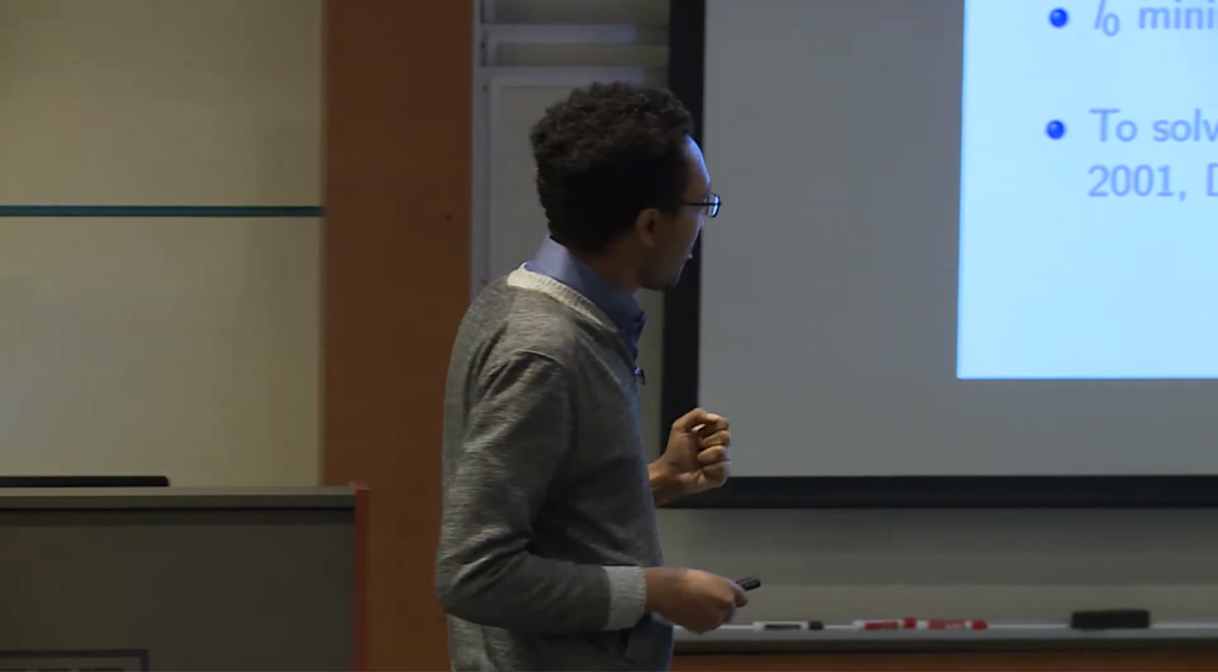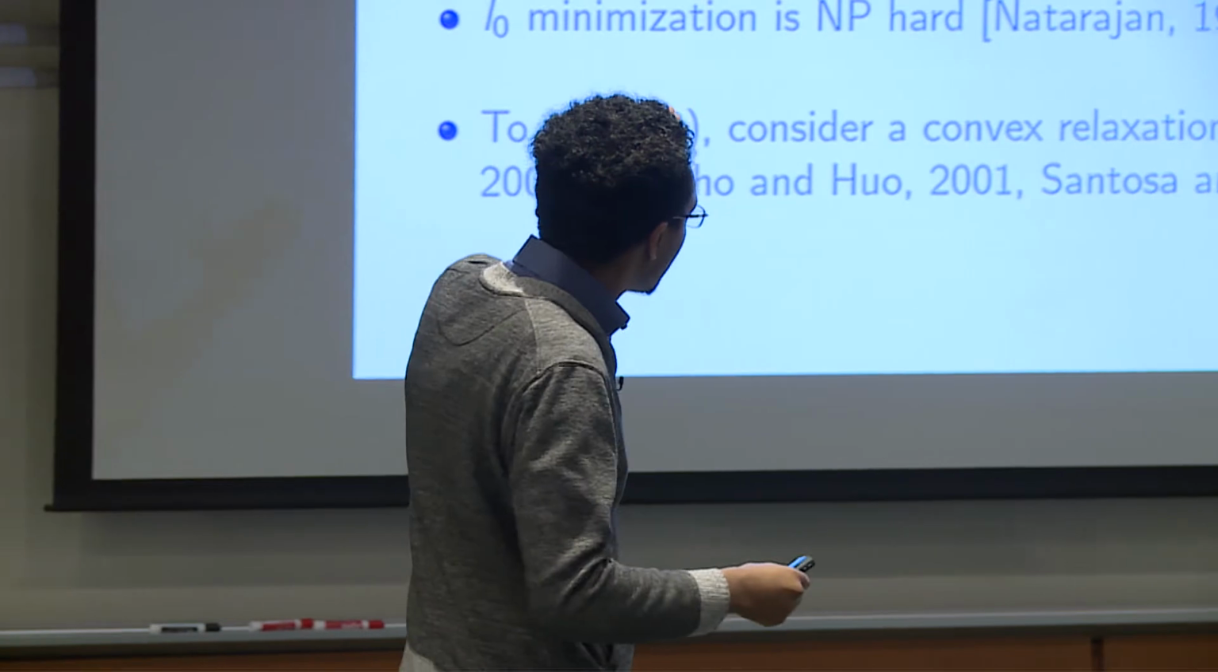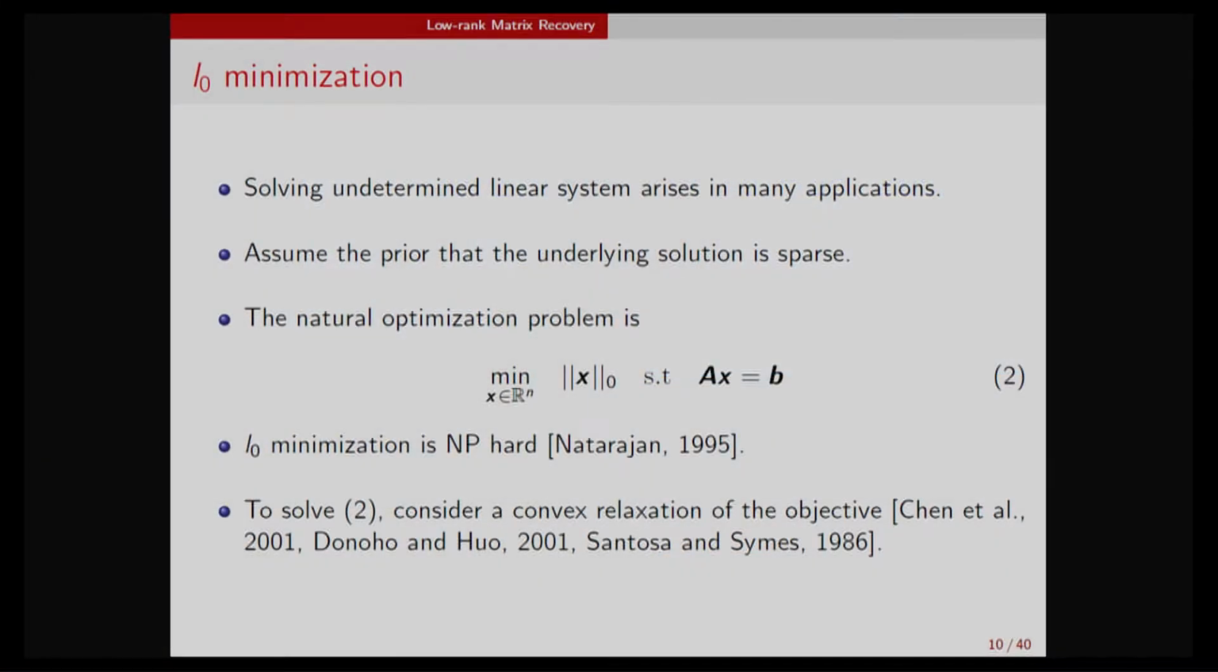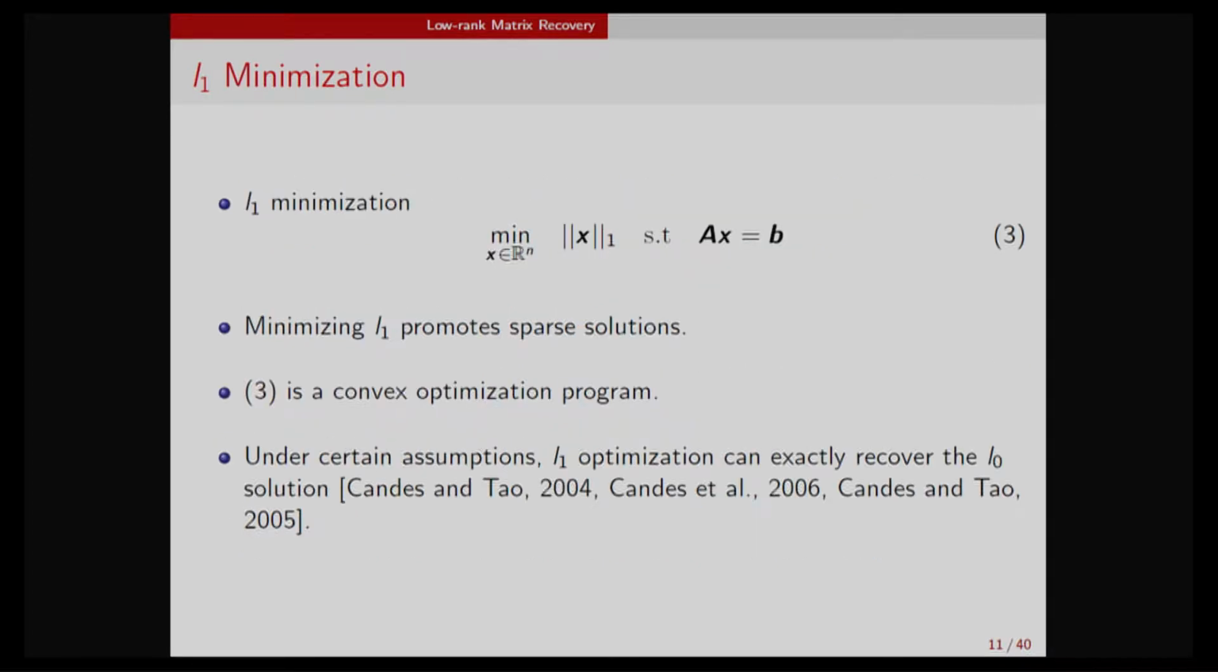In that case, the natural optimization problem is to consider this L0 minimization problem with linear constraint. But this L0 minimization problem is also NP-hard. It has a combinatorial property. So what people have been considering, starting from the 1980s, was, can I consider a convex relaxation of this objective? And that convex relaxation turns out to be the L1 minimization.